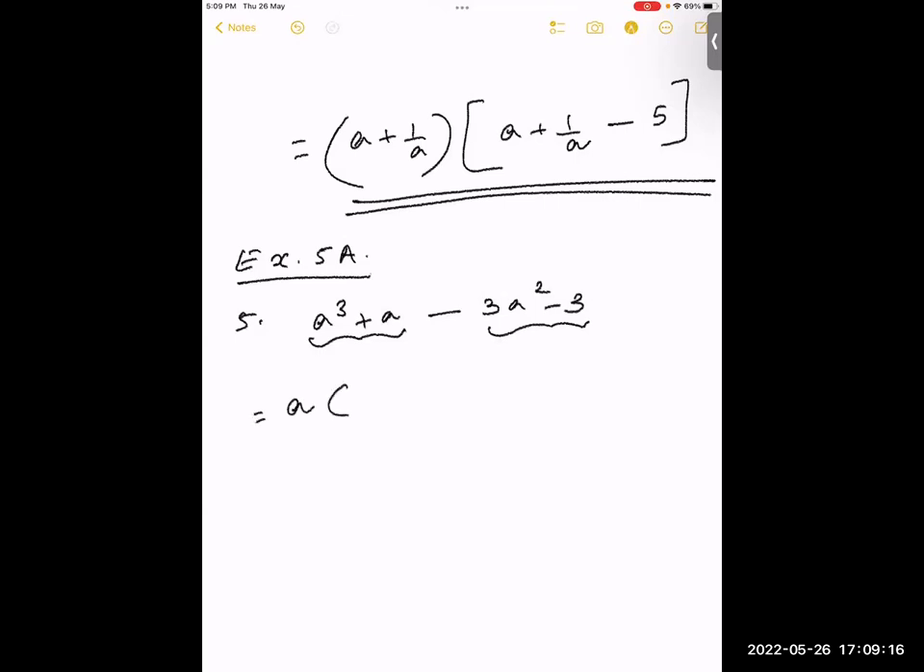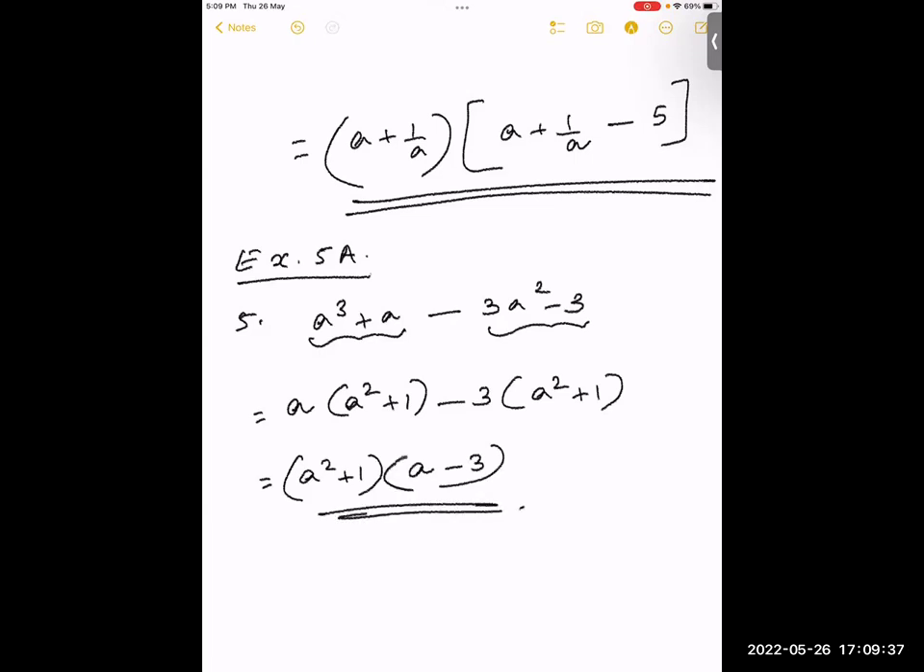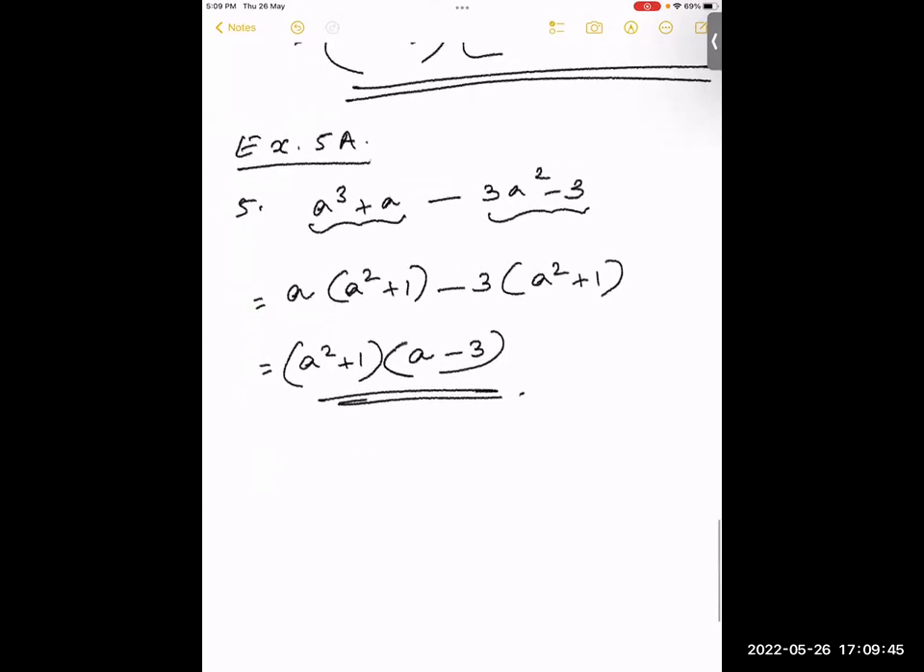What do I need to do next? You get a square plus 1, minus 3, the whole a square plus 1. Okay. Now, a square plus 1 the whole, a minus 3. I hope others don't have any question. Yeah. Let's do the next one then.